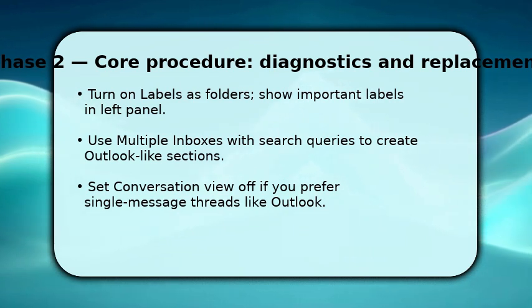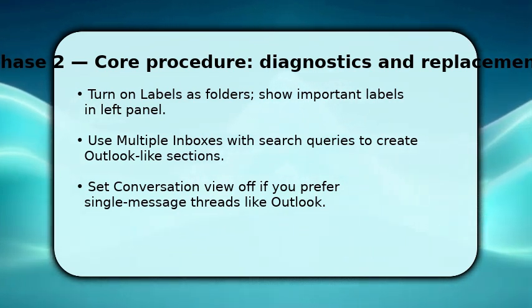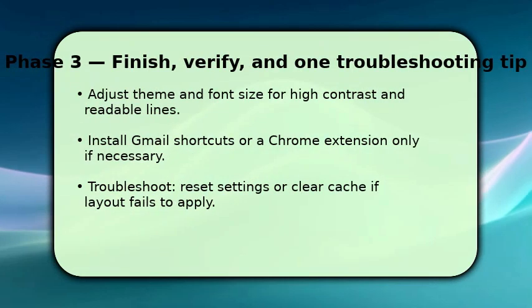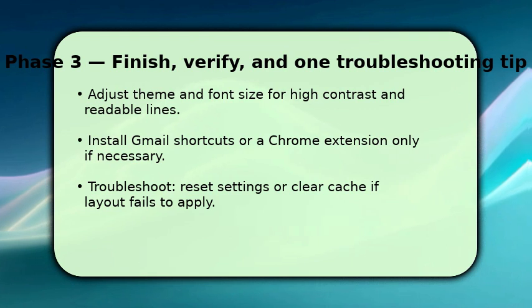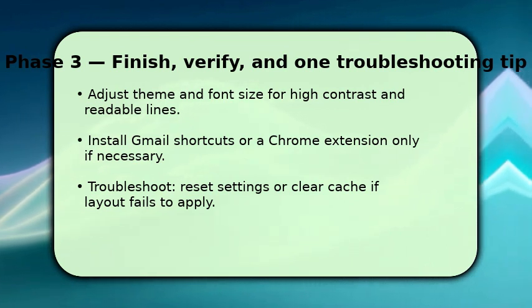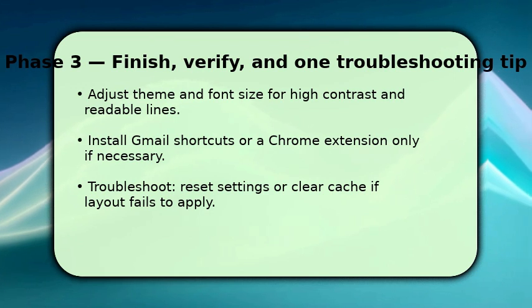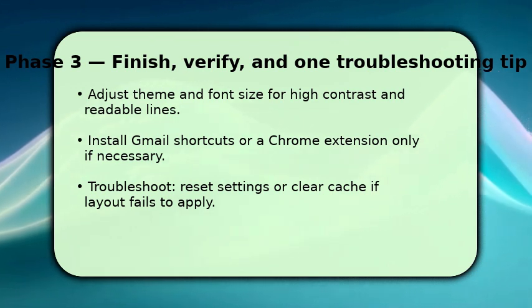Now finalize appearance and shortcuts. Choose a high contrast theme and increase font size in settings so lists read like Outlook. Enable keyboard shortcuts and optionally add a Chrome extension that offers Outlook-style icons or a task pane. Make sure labels placement is pinned to the left and multiple inboxes' widths are balanced.